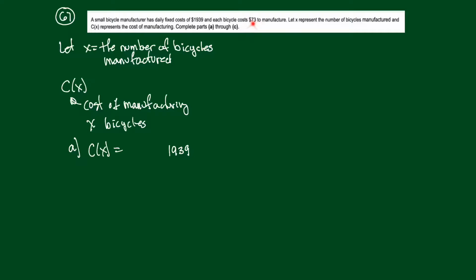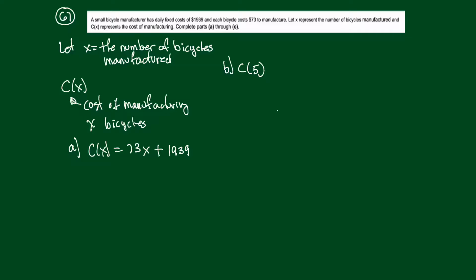If we built X of these, right? X is the number we're going to make, then we would have that 73 appearing X times. So I'm going to write that. That 73 will appear X times. Right? $73 times the number of times, $73 times the number of bikes, and then add on that fixed cost. There's our function.